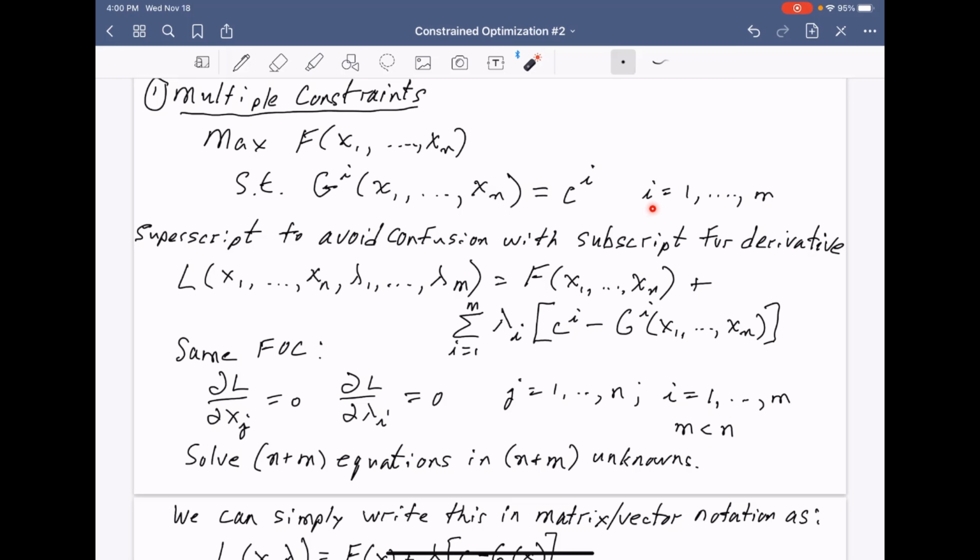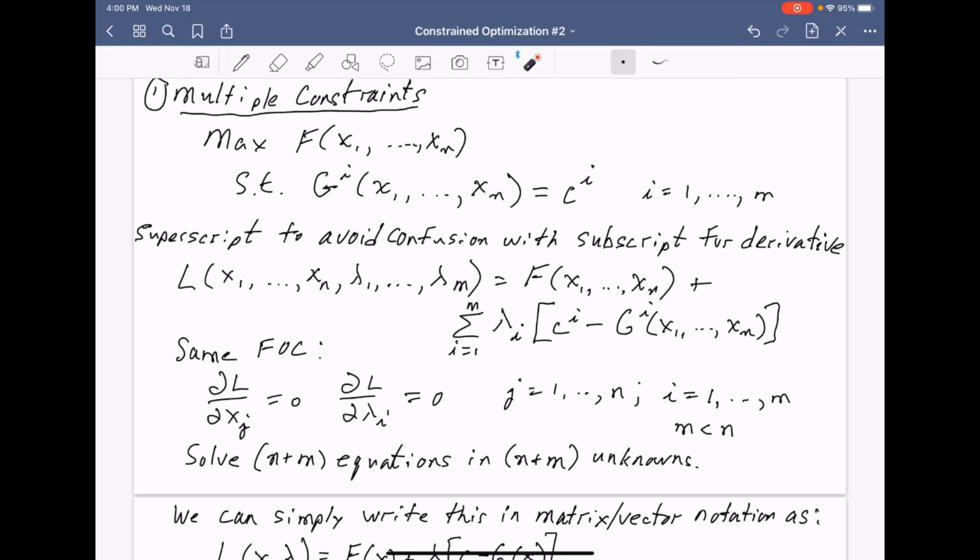And the i is used to denote the different functions, the different constraints. There are m constraints and n variables. So we avoid confusion with subscripts for derivatives by using the superscript here. Each of these superscripts, 1 through m, represents a different constraint.